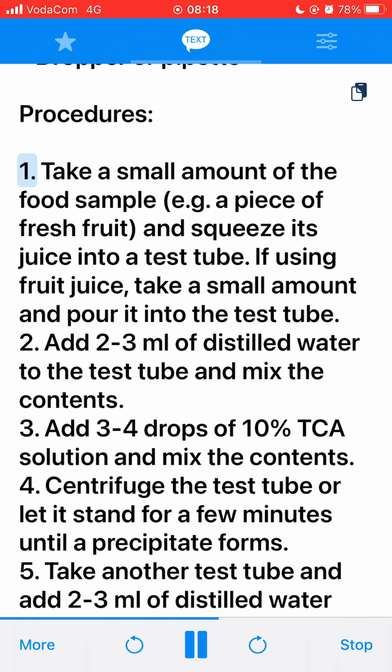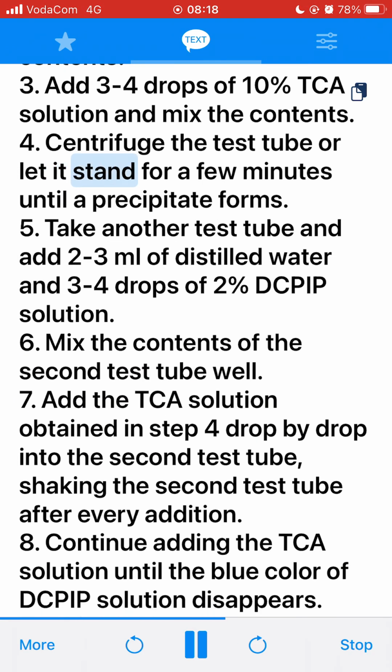Procedures: 1. Take a small amount of the food sample, e.g., a piece of fresh fruit, and squeeze its juice into a test tube. If using fruit juice, take a small amount and pour it into the test tube. 2. Add 2-3 milliliters of distilled water to the test tube and mix the contents. 3. Add 3-4 drops of 10% TCA solution and mix the contents. 4. Centrifuge the test tube or let it stand for a few minutes until a precipitate forms.